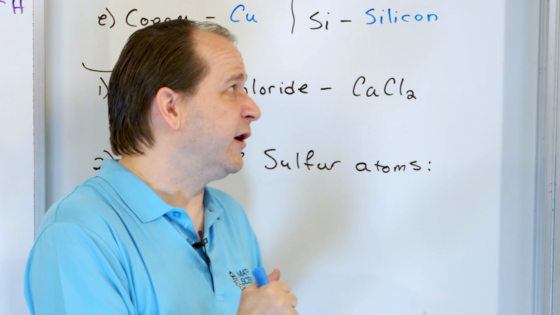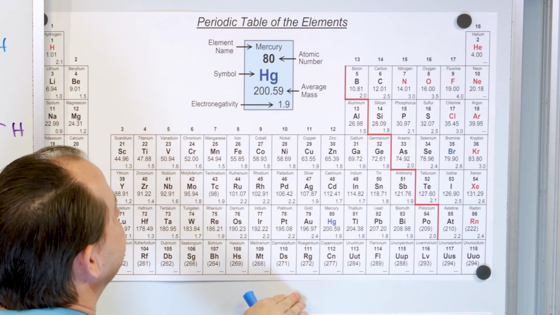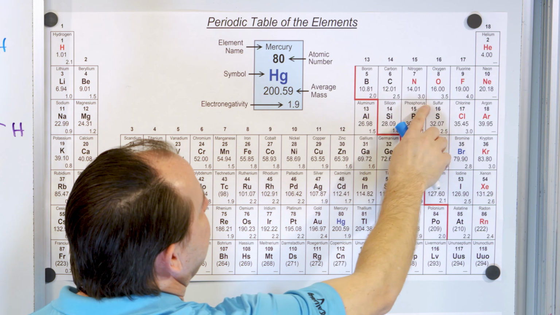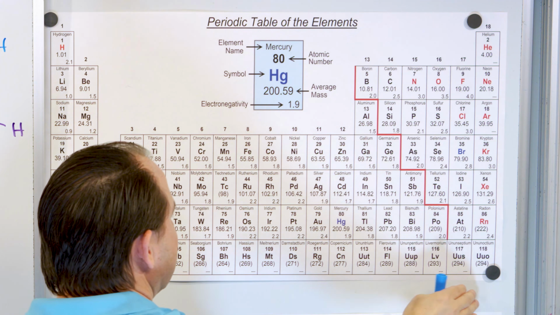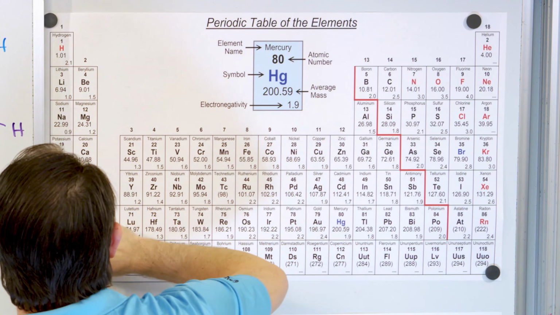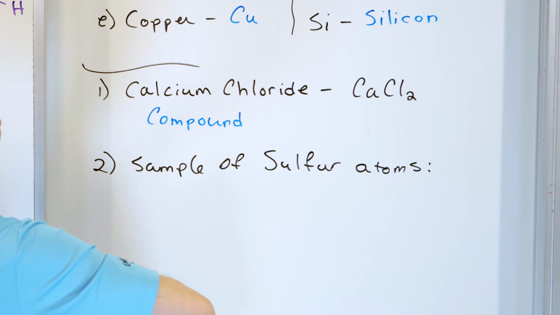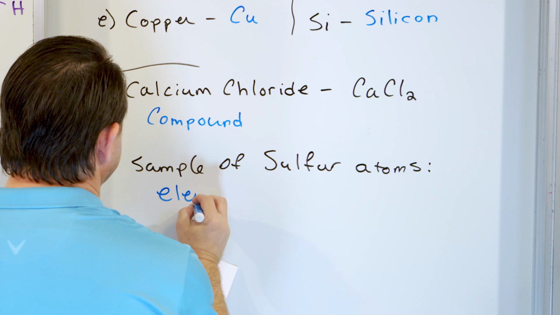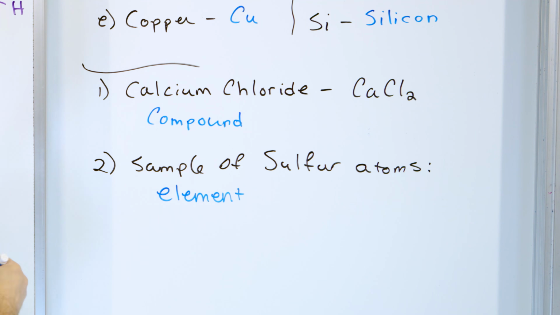Well, you can look on the periodic table. We've already kind of looked it up because that was problem number 1 there. We know sulfur is one of the elements on the periodic table. Where is it? Right here. And so if you have a sample of just pure sulfur atoms, that's not a compound because a compound has to be 2 or more different kinds of things connected or bonded together. And if we just have a sample of sulfur atoms, can that be a compound? No, it has to be an element. So this is an element. Or you could just say it's a collection of atoms, right?